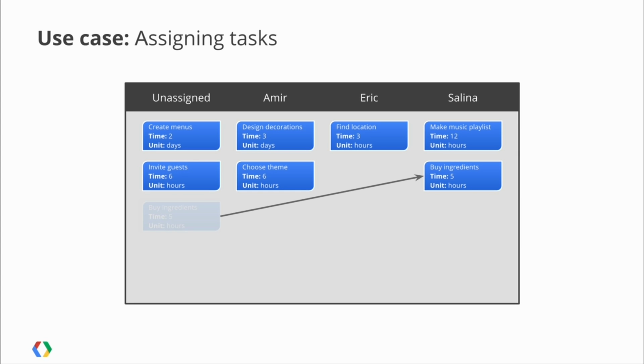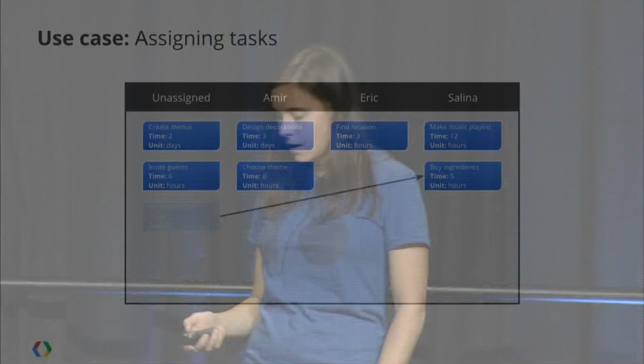So let's look at another task. All right, so another situation that you want to be able to do in this application is to assign tasks to different users. So you can do this just by dragging something from one column into another.